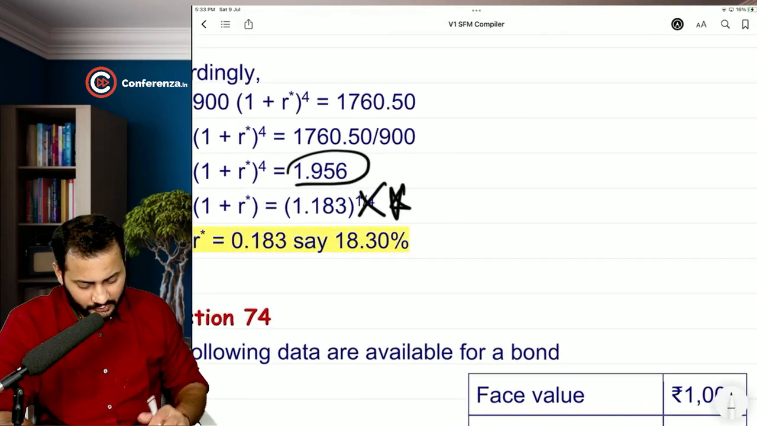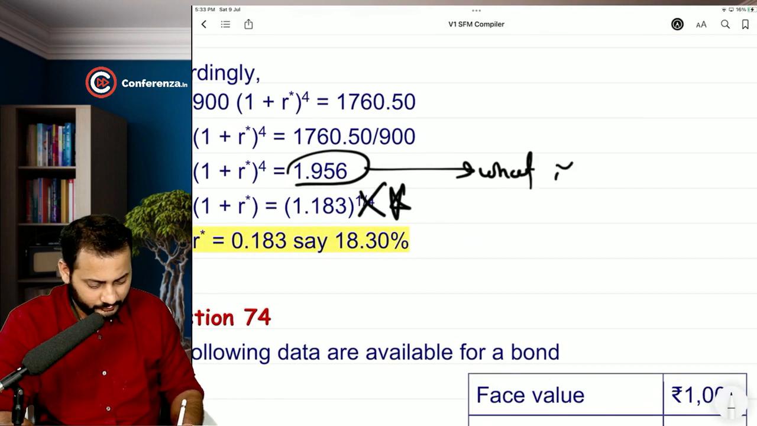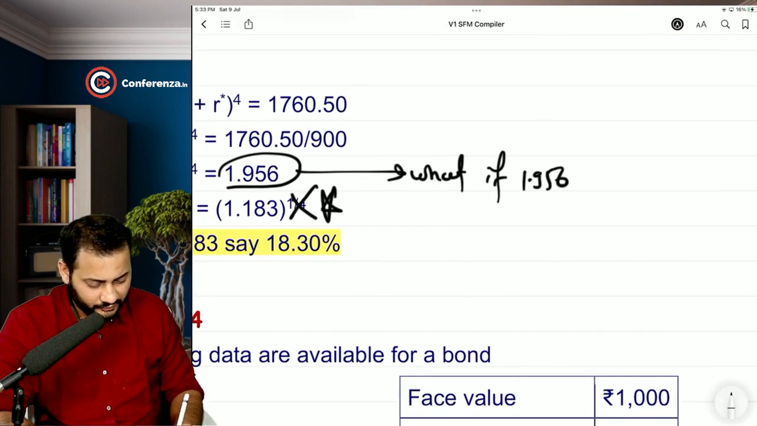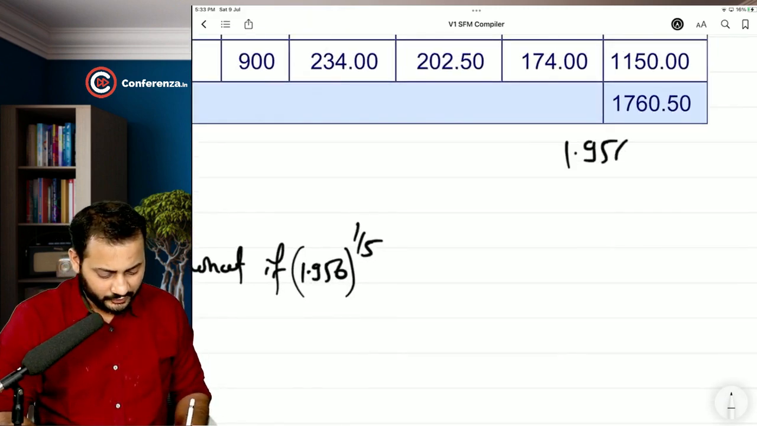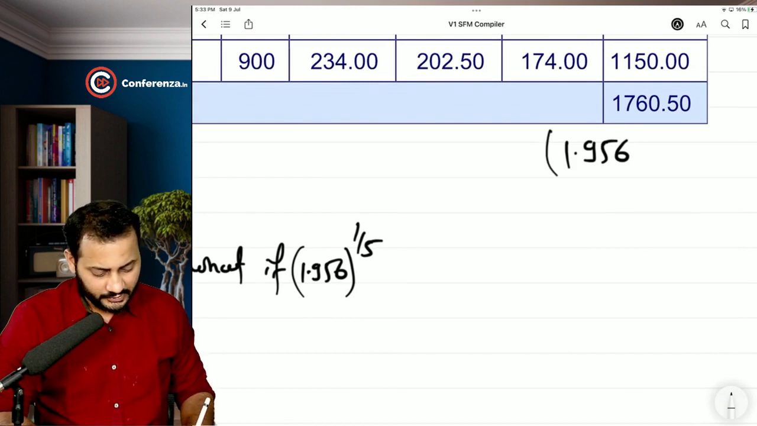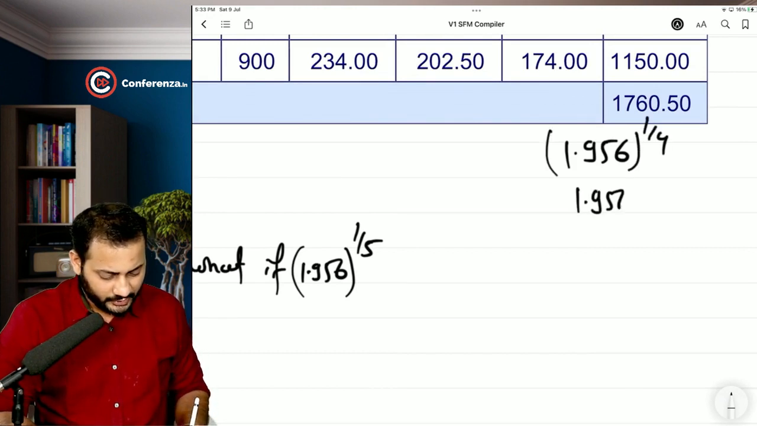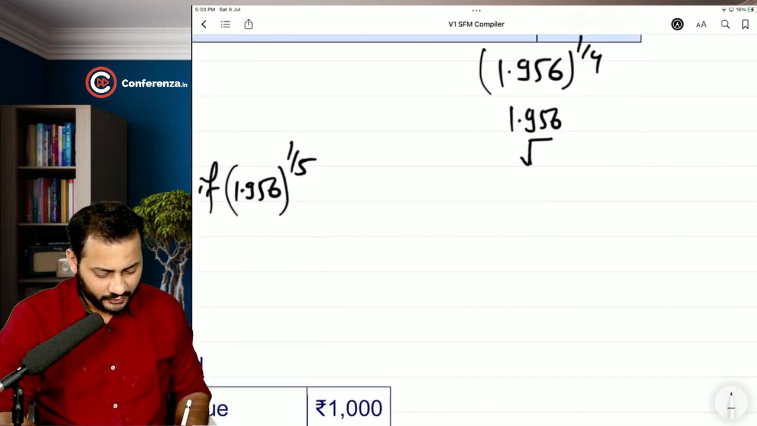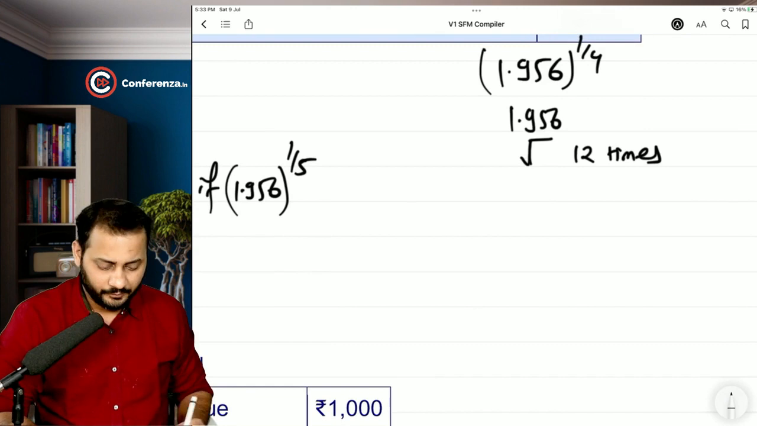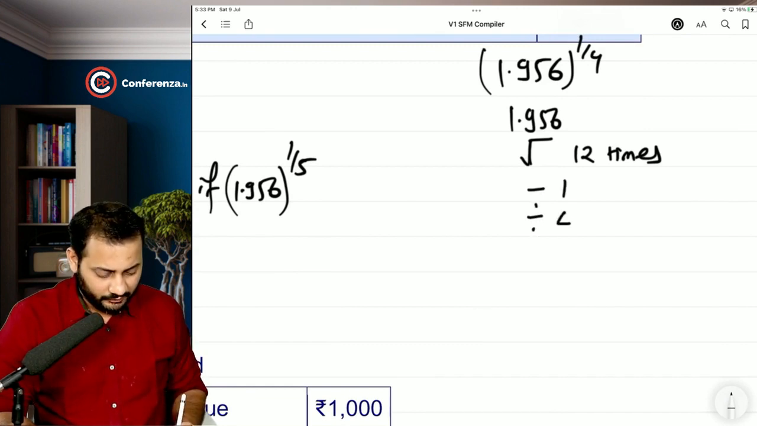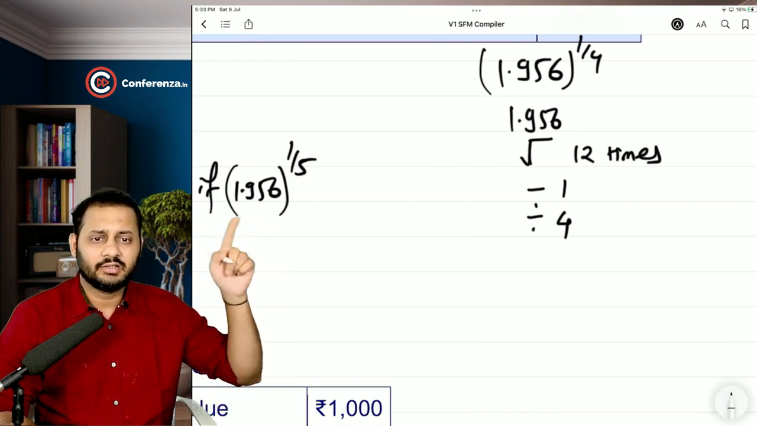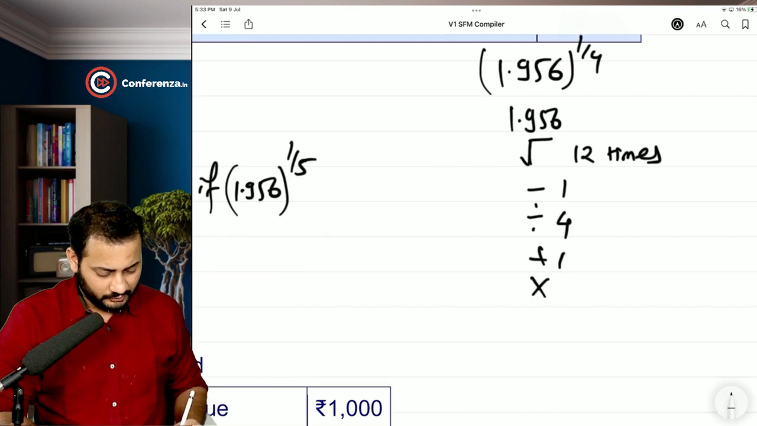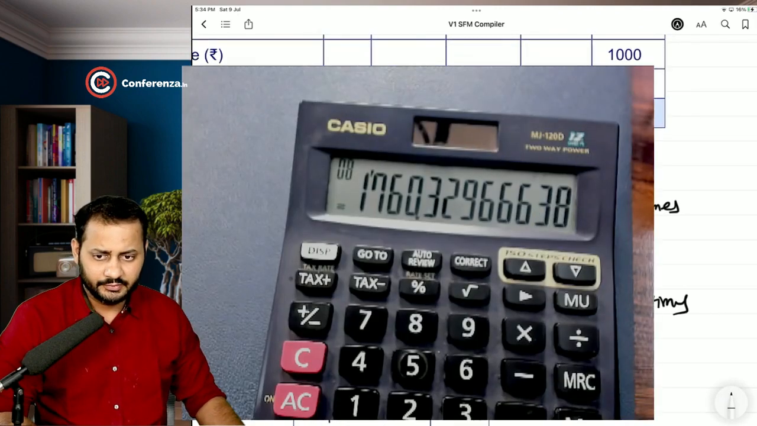Okay. So what if 1.956 would have been to the power 1 by 5? We can do it like this: 1.956. Keep it on the calculator. Let's say if it is 1 by 4, I will keep 1.956 on the calculator, and then press the square root button 12 times. Okay, then I will press -1, then I will press divided by 4, whatever is there in the denominator. 1 by 4, so then divided by 4. Then plus 1, multiplied by, equal to 12 times. Now I will show it to you here. Have a look.